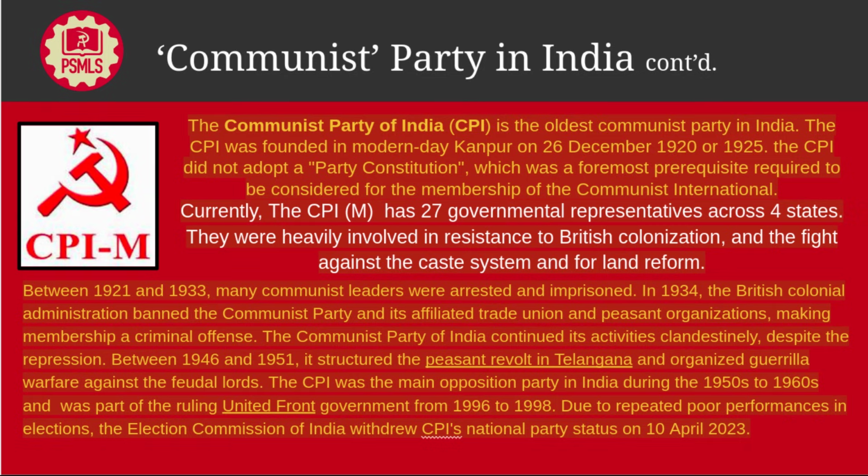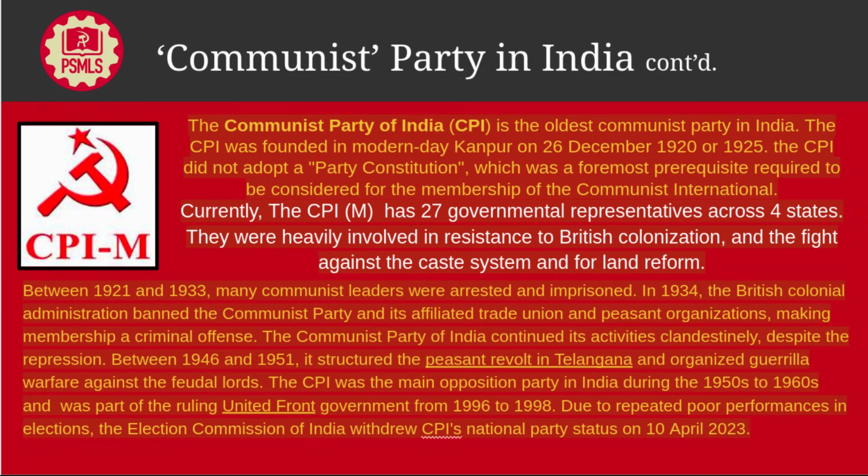Between 1921 and 1933, many communist leaders were arrested and imprisoned. In 1934, the British colonial administration banned the Communist Party and its affiliated trade union and peasant organizations, making membership a criminal offense. The Communist Party of India continued its activities clandestinely, despite the repression. Between 1946 and 1951, it structured the peasant revolt in Telangana and organized guerrilla warfare against the feudal lords.